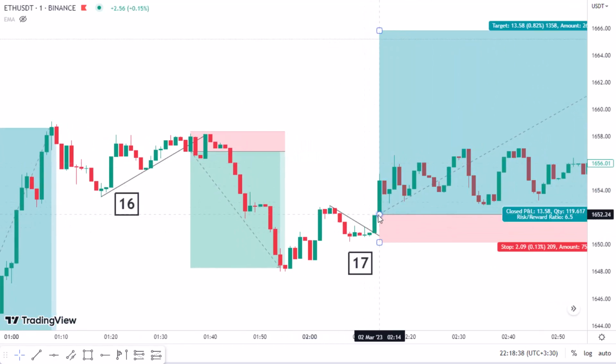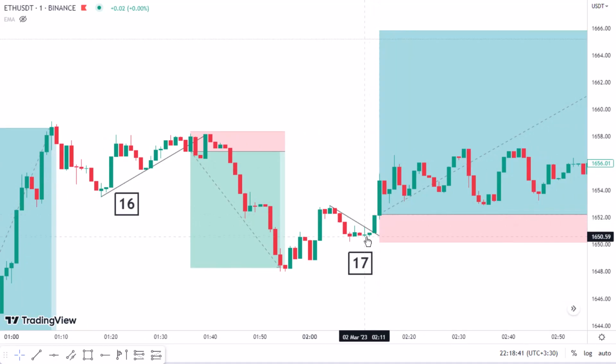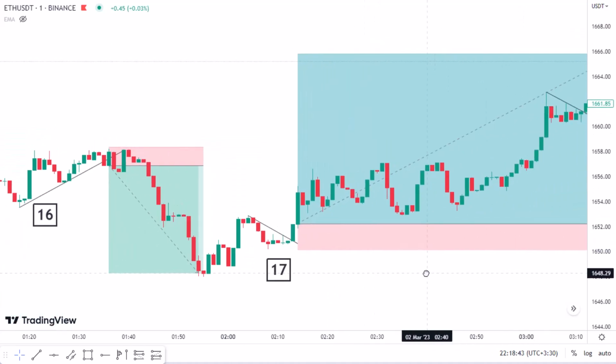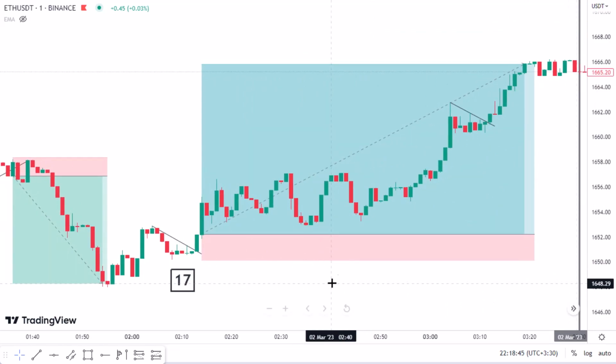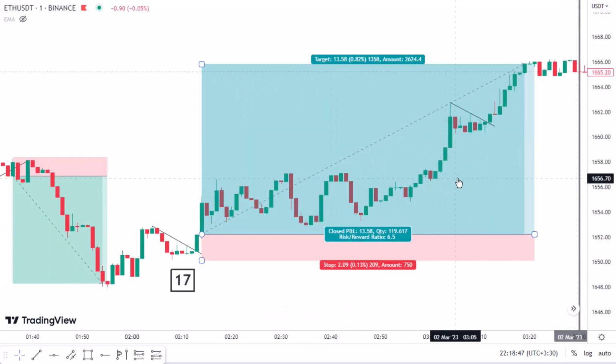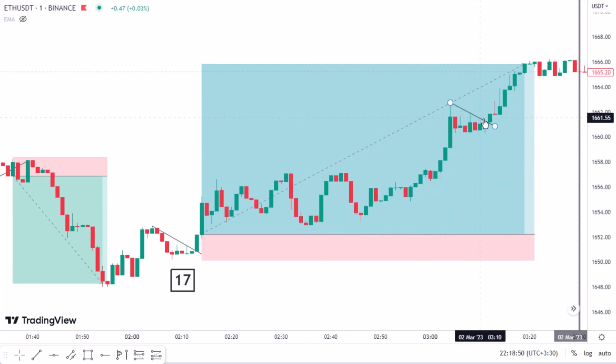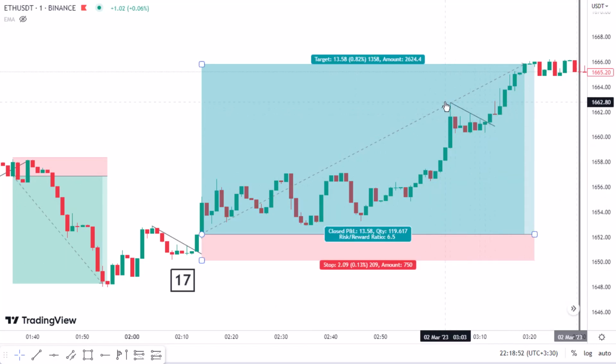On the third time it breaks it here, we enter the buy position, put our stop loss somewhere safe, and it gives us a reward of actually 6.5. You could also enter a buy position on break of this trend line here.